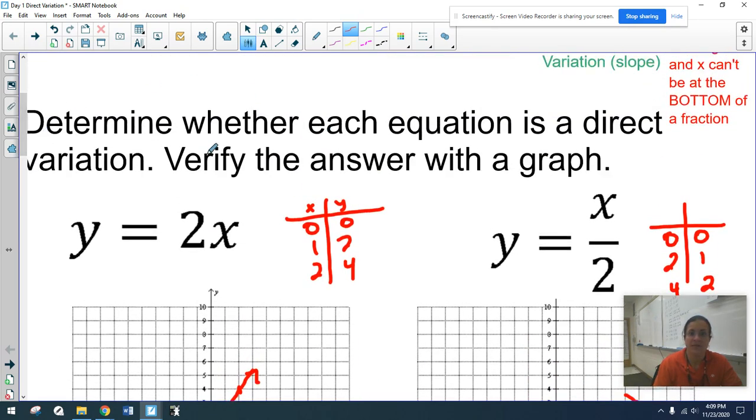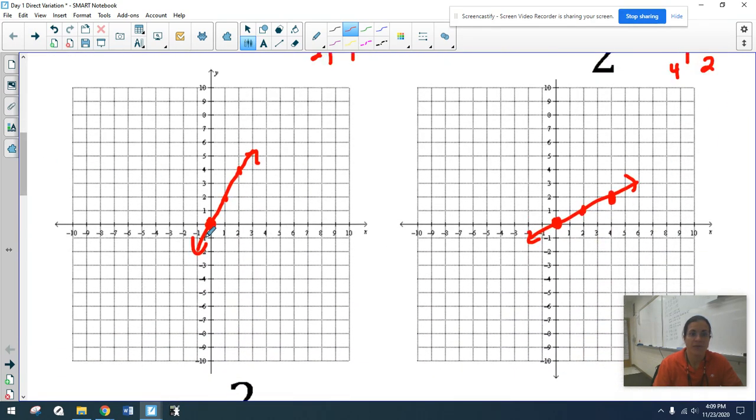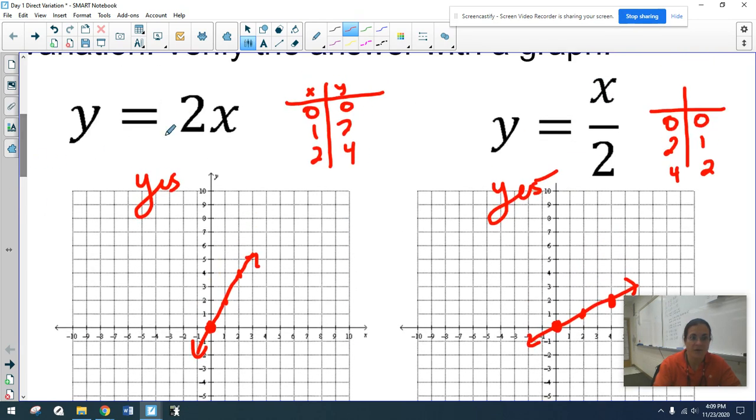So up here it says determine if it's direct variation. In this case, for both of them, since they go through 0, 0, this is a yes, it is direct variation. Same with this one, it is a yes, it is direct variation. It goes through 0, 0. Plus we didn't have the two no-nos. The two no-nos were you can't have anything after it, and you can't have x at the bottom of a fraction. It's okay if x is at the top, it just can't be at the bottom.